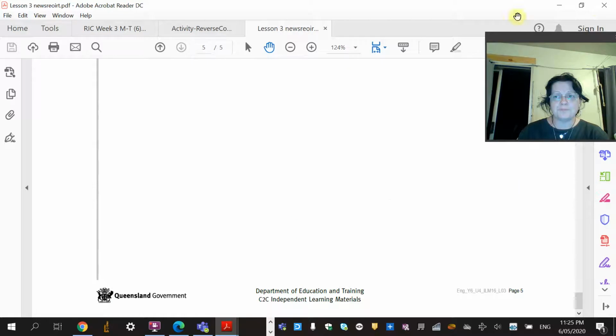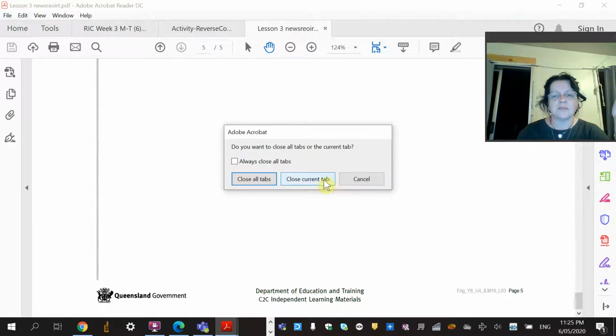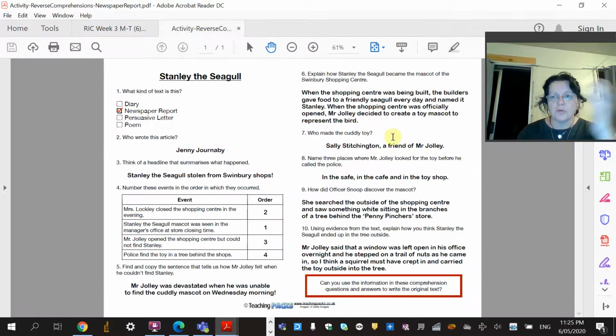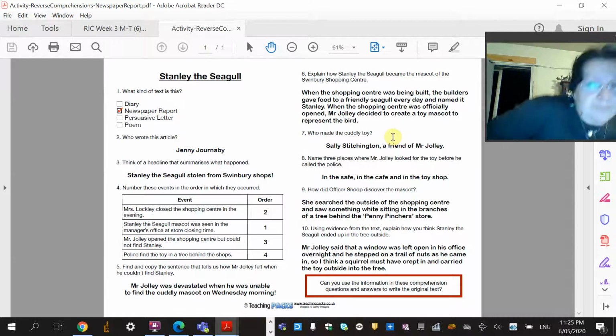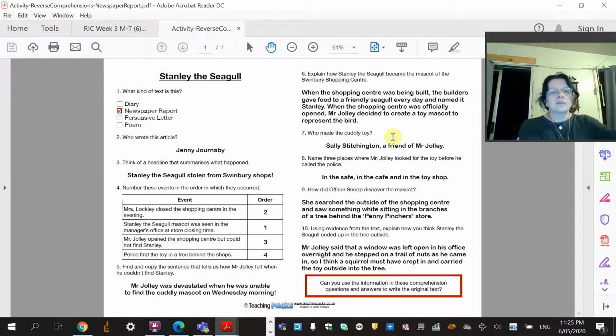If you have done it, I have another little activity for you to do, which I have sent through via Dojo and email. You can either pull it up and look at it, or you can print it out. So this is a really good activity because it really uses your brain. What it's called is a reverse comprehension newspaper. So it is as though a reporter has gone out to the scene and they have written notes about it, and you have been given those notes, and you have to write the actual news article.